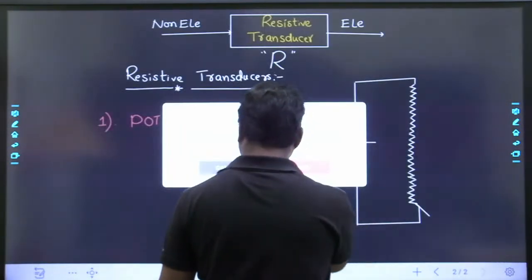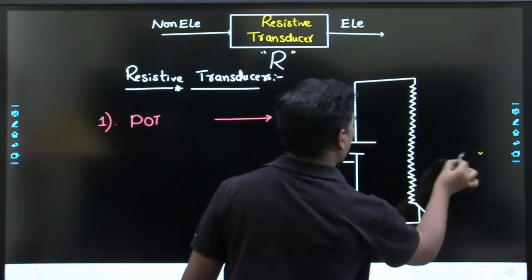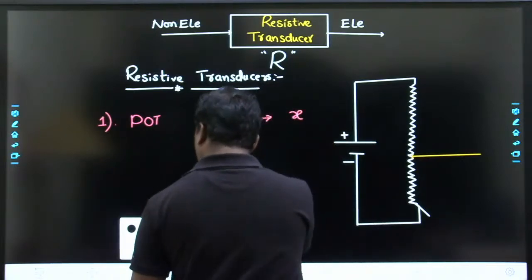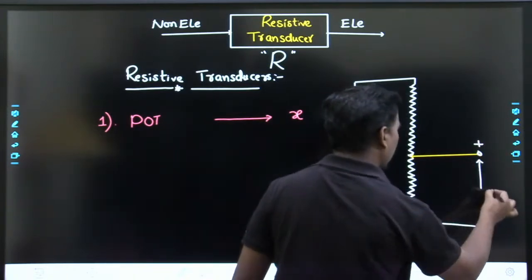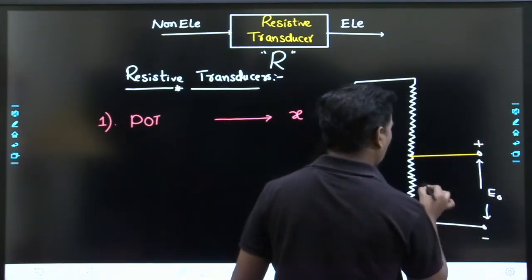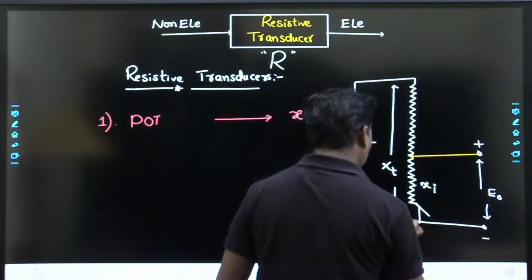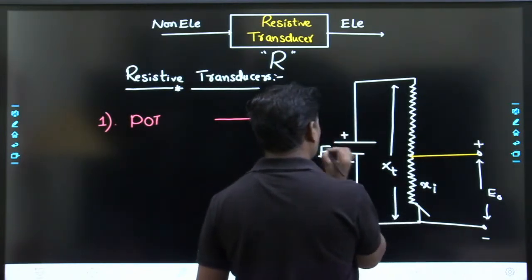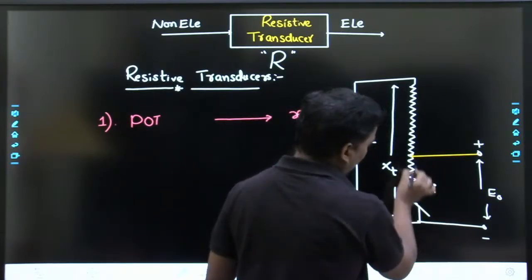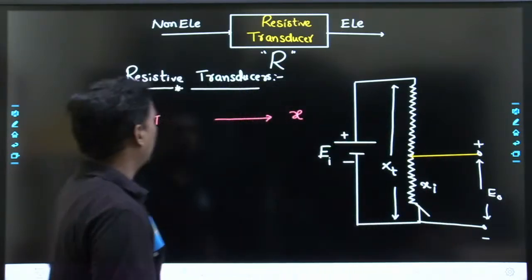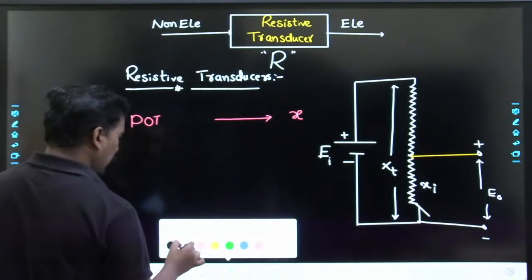So if you see now, this is a slider. The slider is movable. So we are going to take the output voltage across these terminals. This displacement we are applying is Xi. This displacement is the total displacement Xt. This is our Ei. So we are going to measure the output voltage. As this displacement is changing, this output voltage is going to change. That's why a potentiometer converts displacement into voltage.